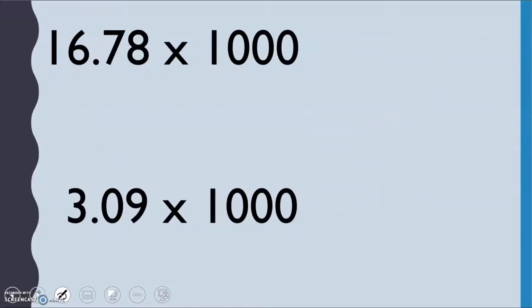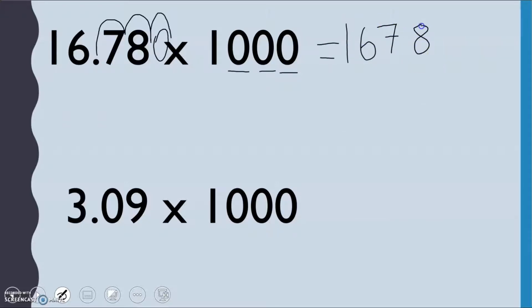Now, when we times by 10, we moved it back once. When we times by 100, we moved it back twice. When we times by 1000, we've got 3 zeros, so I'm going to have to move it back 3 places. So this time it would go 1, 2, and if I moved it back a 3rd space, I've really got a 0 in here. We just don't need to write that in when we've got our 16.78. So this time my decimal point is going to be after that 0, so my answer is 16780.